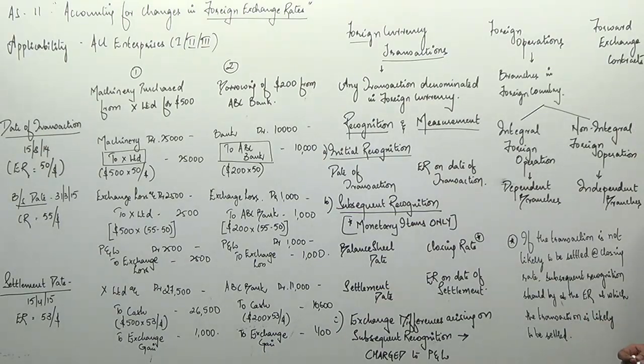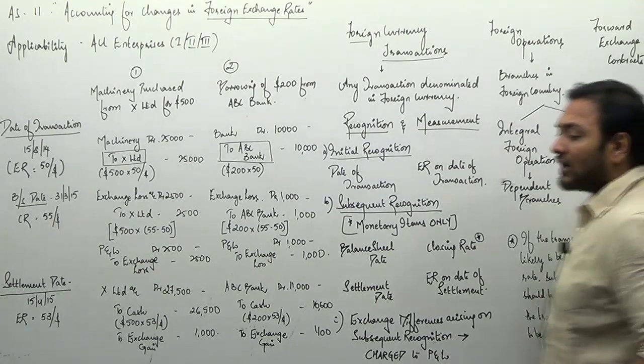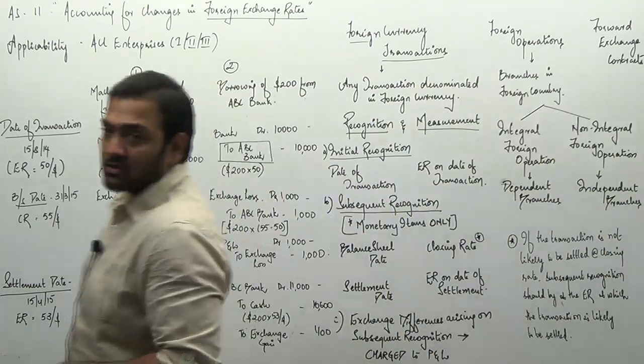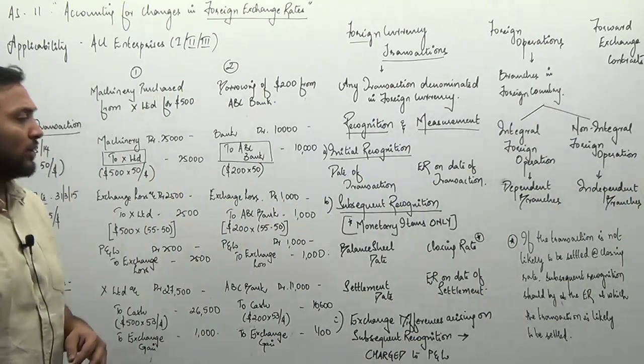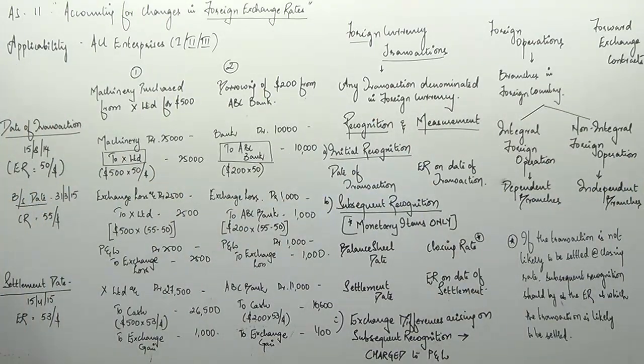If the transaction is not likely to be settled at the closing rate, then the subsequent recognition should be at the exchange rate at which the transaction is likely to be settled. So do not take the closing rate in such situations. Peculiar thing guys, an exceptional rule. Please remember such things.